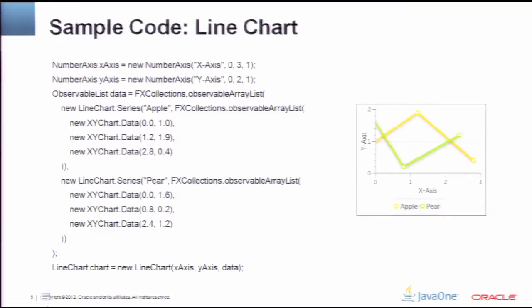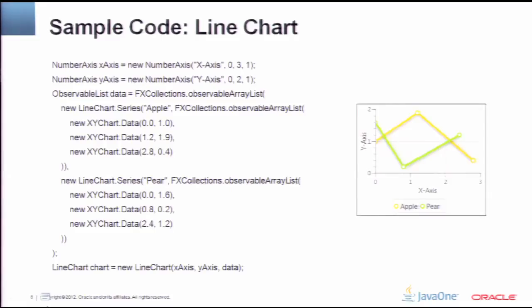So looking at the code, this is everything what you have to do to create the chart displayed on the right side. First 2 lines show axis definition. Then are defined 2 series of data, each series with 3 data items, and on the last line is the chart instantiated. So it is really simple, and you can do it very fast.